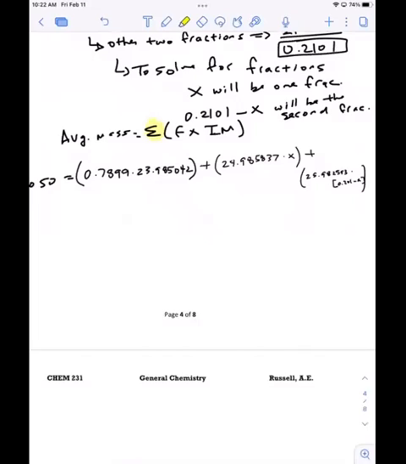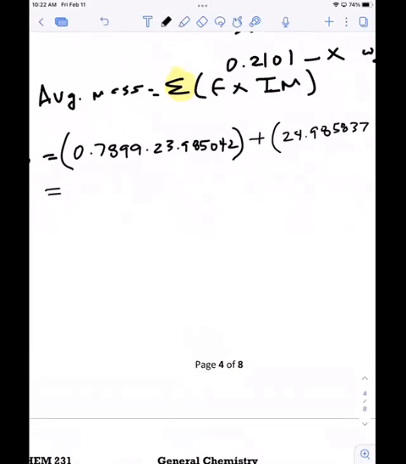All right. So what do we get for that first number? Let's go and get that out the way. The first number is 0.7899 times 23.985042. Anybody got that yet? I got 24.775. It shouldn't go up. It should go down, because that's basically 78.99% of 23.985, which is going to be a smaller number.